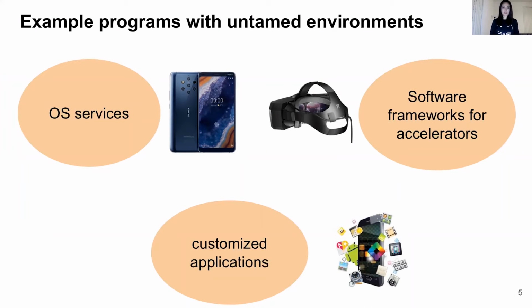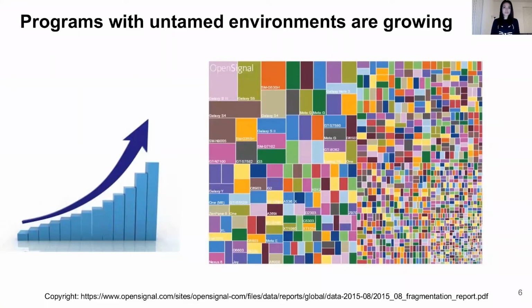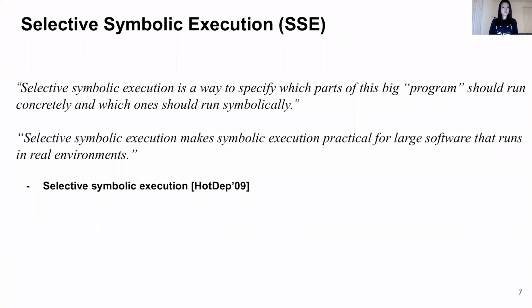Programs with untamed environments are quite common in the real world. OS services, software frameworks for accelerators, and customized applications are three examples. Moreover, a study conducted by OpenSignal shows programs with untamed environments are growing. As you can see, analyzing them is becoming really important. In our work, we focus on selective symbolic execution to do this.